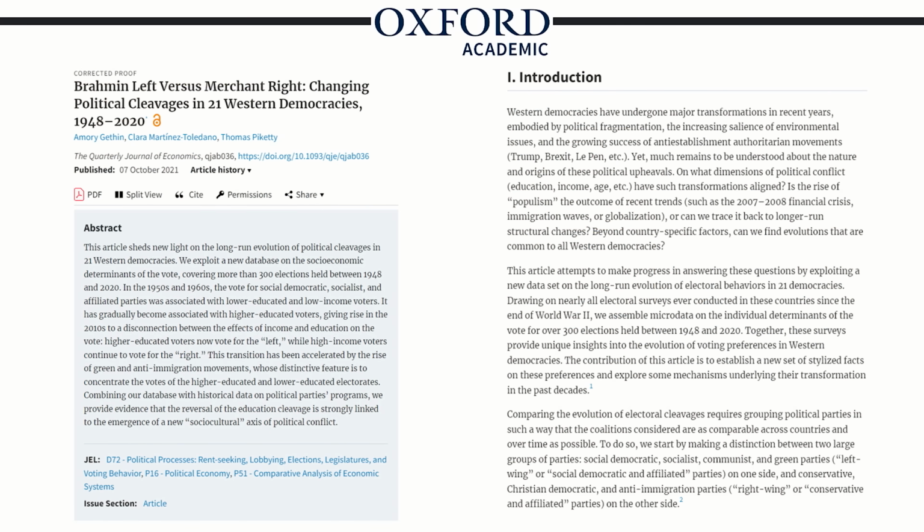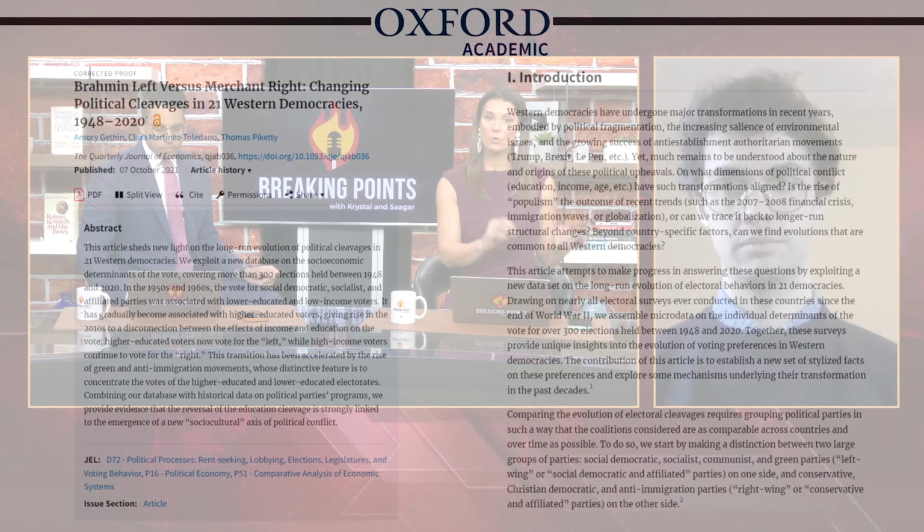We can throw the latest paper that you all just published up there on the screen. The title here is Brahmin Left versus Merchant Right, Changing Political Cleavages in 21 Western Democracies Between 1948 and 2020. The dynamic that you point to is basically both sides of the political spectrum being controlled by different sets of elites, and people with lower educational levels concentrating more and more on the right side of the political spectrum. Just dig into some of the data and what you found.